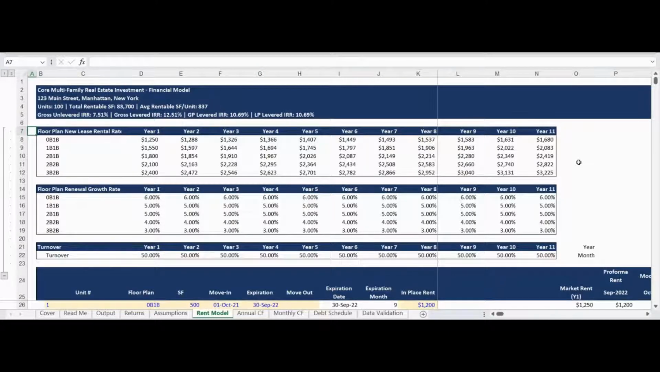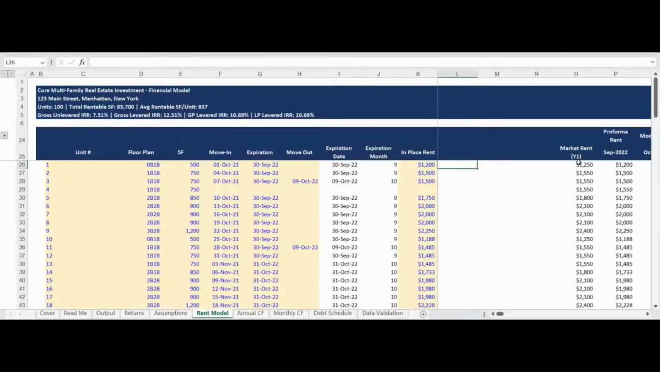This allows for quick formula auditing, as you have all pertinent information visible on one sheet. The information required from the Assumption tab that has been brought over to the Revenue Model includes the new lease rents by floor plan by year and renewal rent growth by floor plan by year, as well as the annual turnover rate. The information is grouped to be quickly hidden or unhidden, allowing you to focus on your analysis.